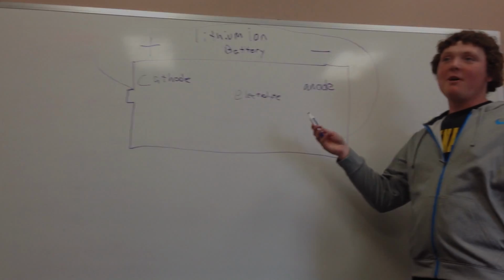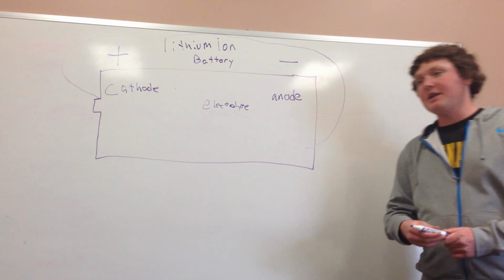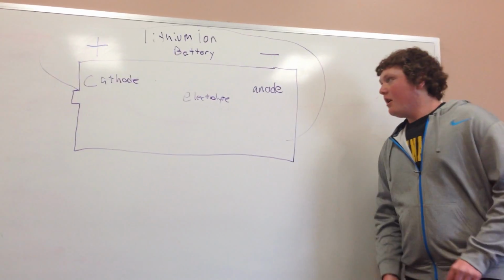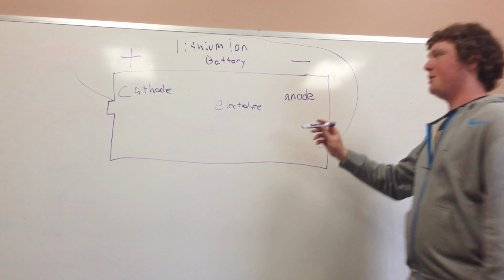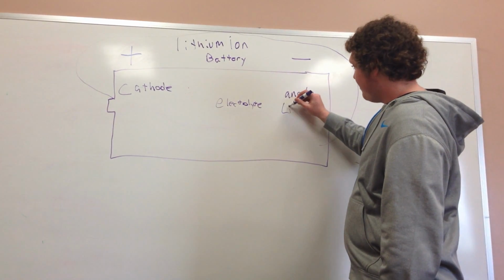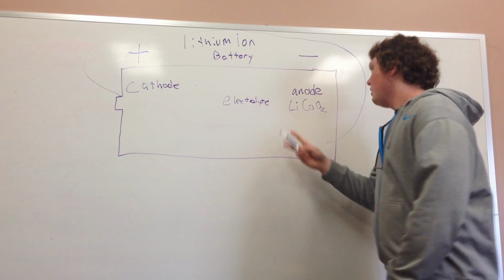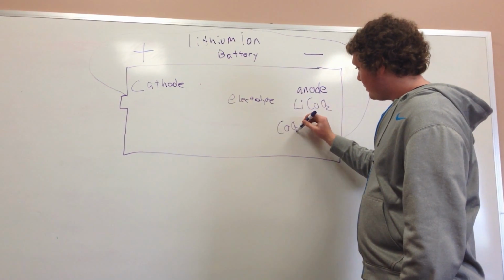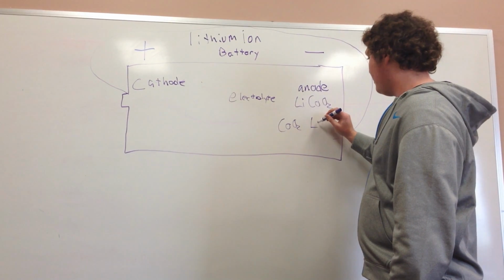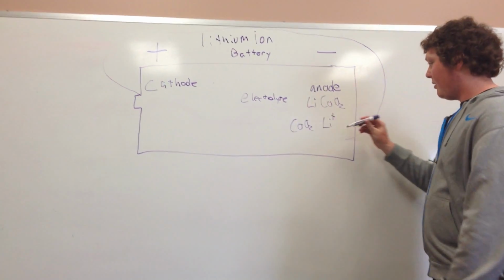This is a lithium-ion battery. It's a common battery used in phones and laptops because it's lightweight and has high capacity. The first reaction starts in the anode. It's called an oxidation reaction, where you have lithium cobalt oxide that breaks apart into cobalt oxide, lithium, and this lithium is a cation, meaning it has a positive charge, and then one electron.